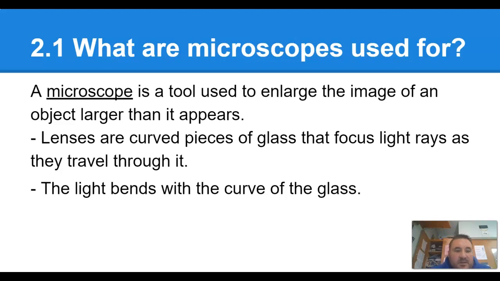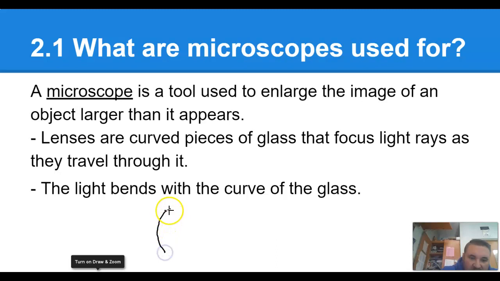So before we talk too much about cells, we have to talk about how we discovered cells. Without having the use of a microscope, you cannot see cells. They're too small. Lenses are curved pieces of glass that focus light rays that travel through it. The light bends with the curve of the glass.